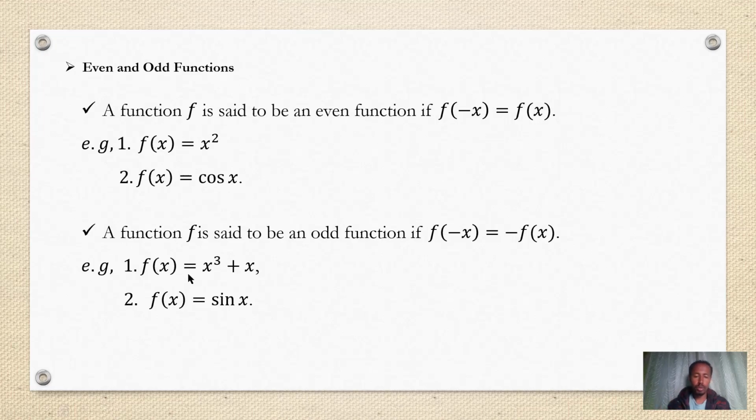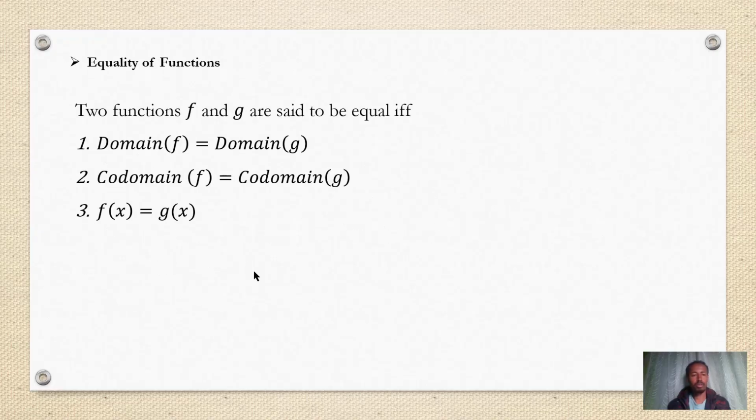But when we come to an odd function, f of negative x is equal to negative f of x. If we substitute negative 2, for example, in x cubed plus x, negative 2 to the power of 3 is negative 8, plus negative 2, that means negative 8 minus 2 is equal to negative 10. If we use positive 2, 2 to the power of 3 is 8, plus 2, is 10. Negative 10 is not equal to 10, so they are different. We'll see in detail in the future.